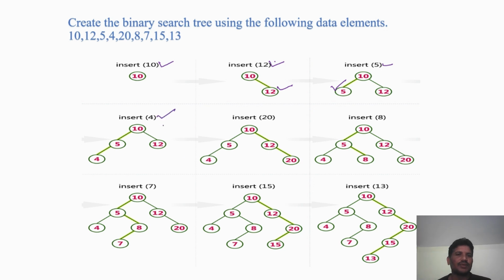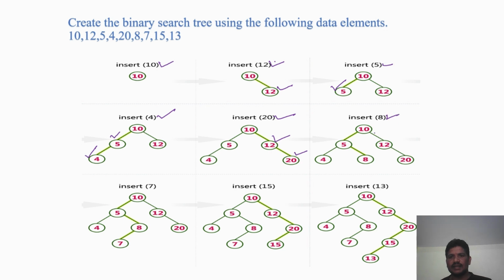Then when it comes to the next element 4, 4 is less than the 10, so it goes to the left side. Then it is also compared with the 5. The 4 is less than the 5, then 4 is placed in the proper position. Then 20, which is greater than the 10, so the 20 goes to the right side. Then 20 is also compared with the 12. The 20 is greater than the 12, so the 20 is placed over here.